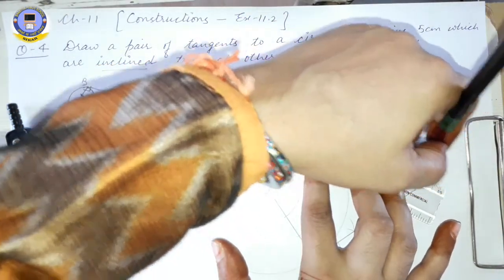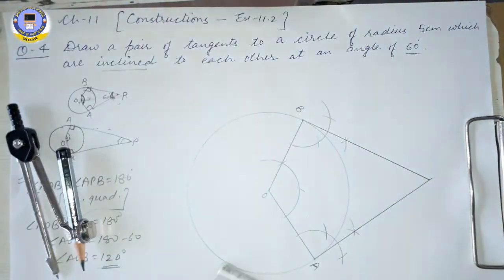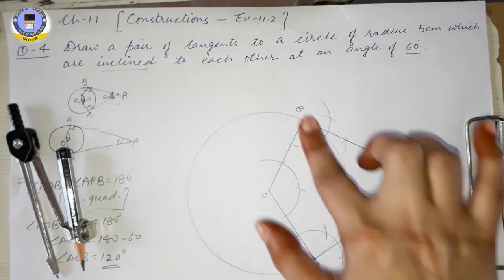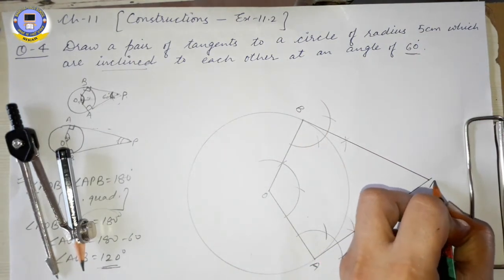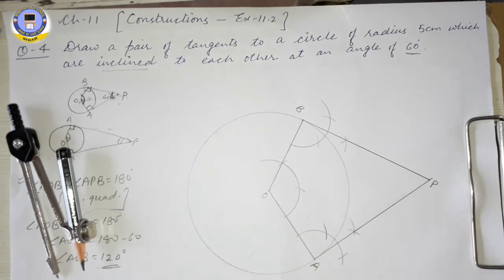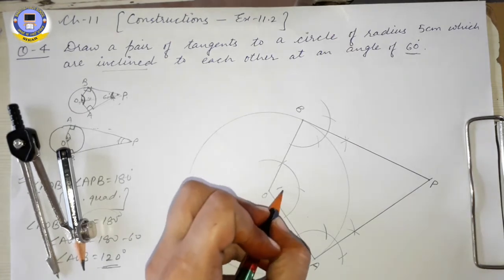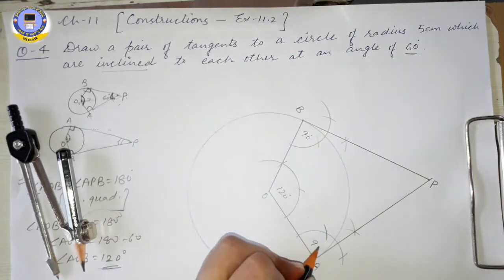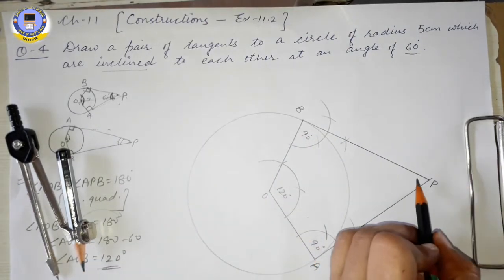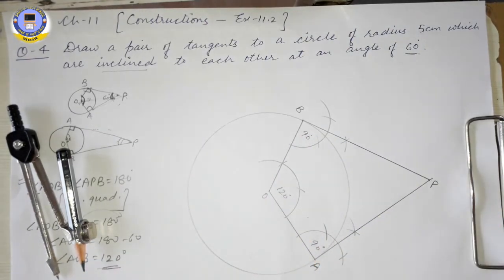Join this arc with B. Then automatically both these tangents will intersect at a point. Label this point as P. Now it is the construction of the given question. Here we have framed an angle of 120 degree. Here we made an angle of 90 degree and here also. So by angle sum property, this angle must be 60 degree.